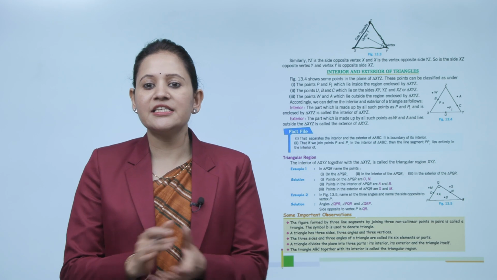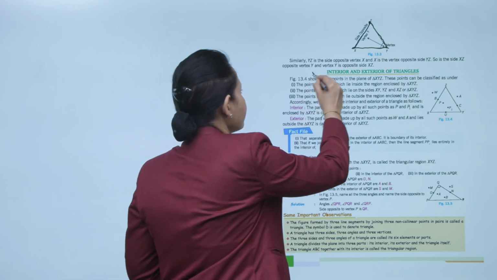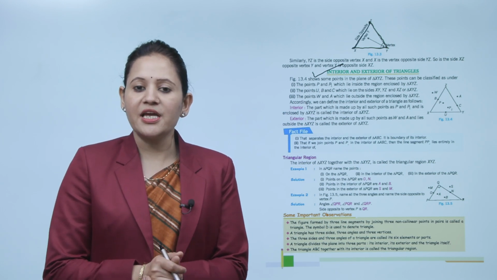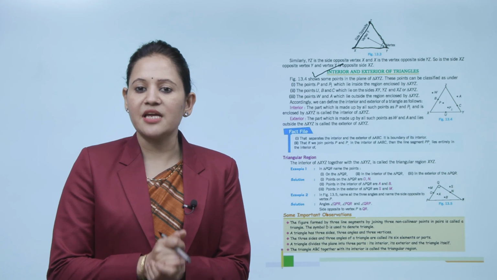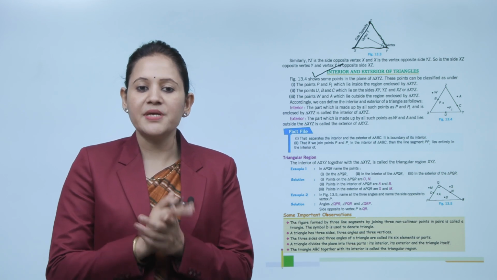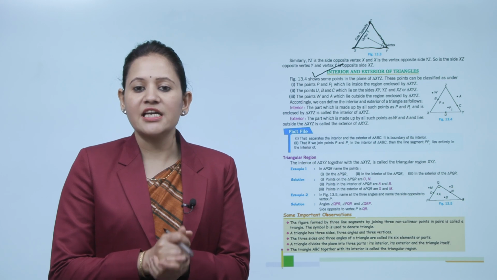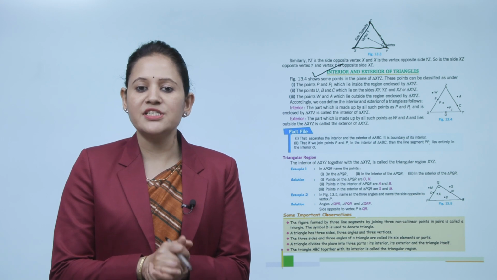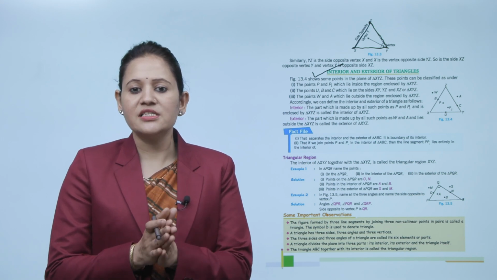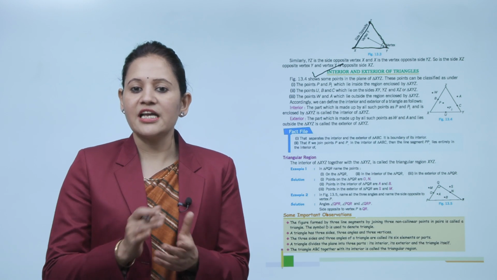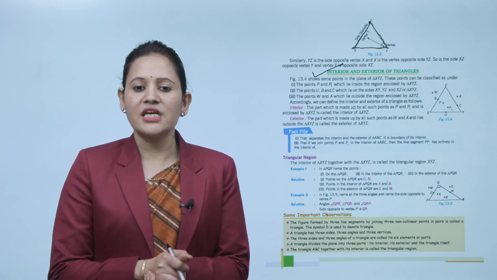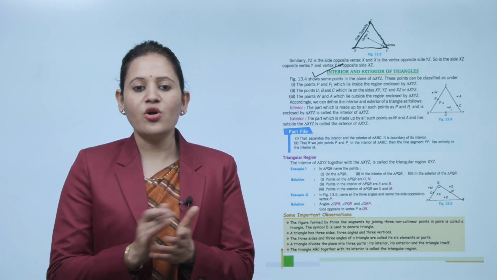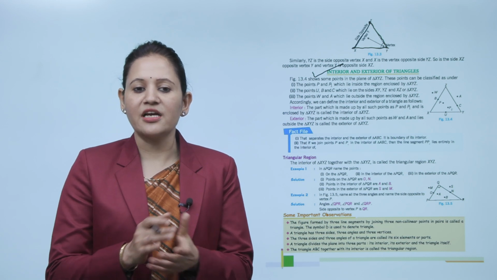Next is exterior and interior of triangle. Figure 13.4 shows some points in the plane of triangle XYZ. These points can be classified as follows: the points P and P1, which lie inside the region enclosed by triangle XYZ; the points U, B and C, which lie on the sides XY, YZ and XZ of triangle XYZ; and the points W and A, which lie outside the region enclosed by the triangle XYZ. Accordingly, we can define the interior and exterior of a triangle as follows.